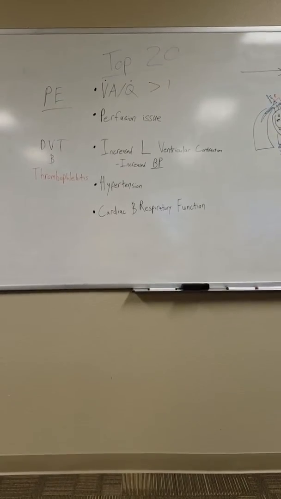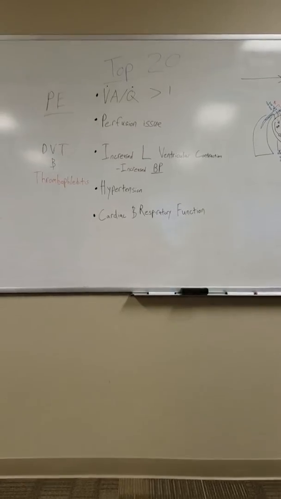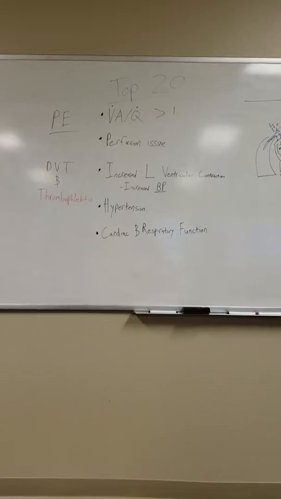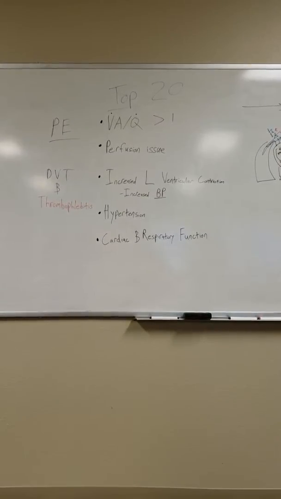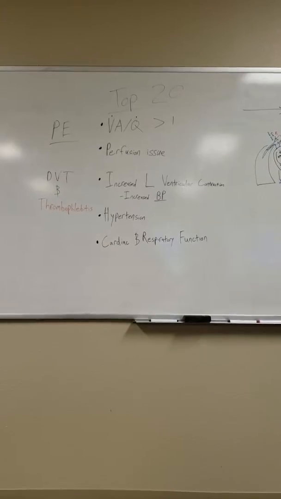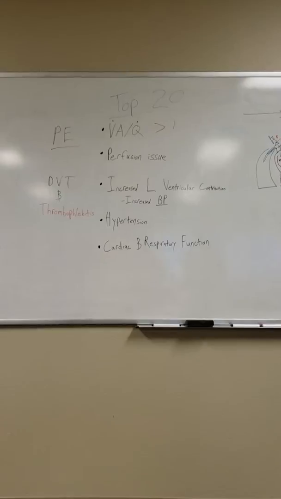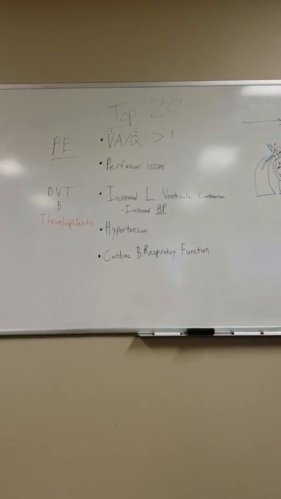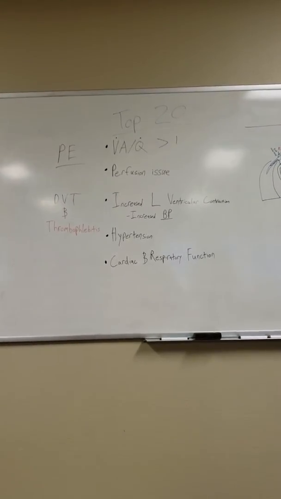So how our diseases correlate to the top 20 in class is the VQ, or ventilation-perfusion ratio, is going to be greater than 1 in a pulmonary embolism, because that ventilation is going to be much higher than that cardiac output due to the blood clot. We also talked about how the respiratory disorders can be classified as obstructive, restrictive, a perfusion disorder, or a ventilation disorder. And so with a pulmonary embolism, it is a perfusion issue because not enough blood is getting to the base of the lungs.